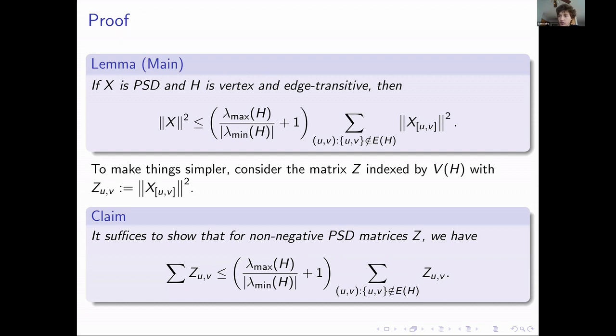The point is, if we know this is true and we're given some X of this form, then we can define Z exactly like this. Z will fairly obviously be non-negative because all its entries are squares. It's also not too difficult to show that if X is PSD, Z is also PSD. So in some sense, this is a simplification of the problem. And from here, we're going to really use that we have an edge-transitive graph.